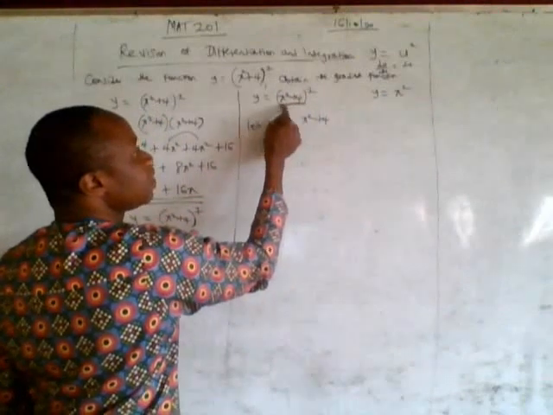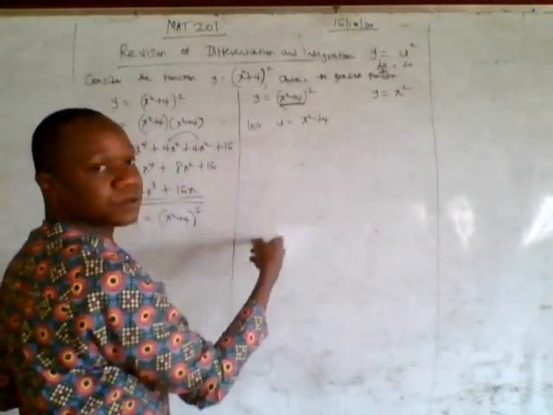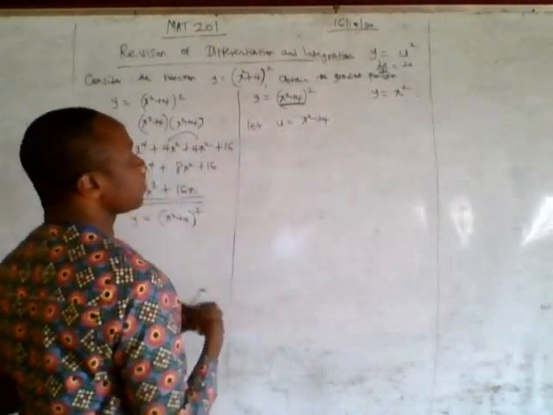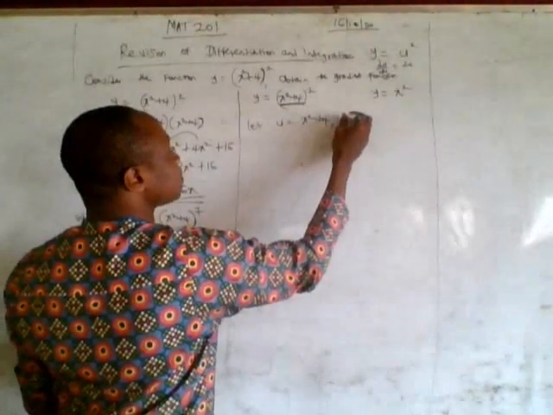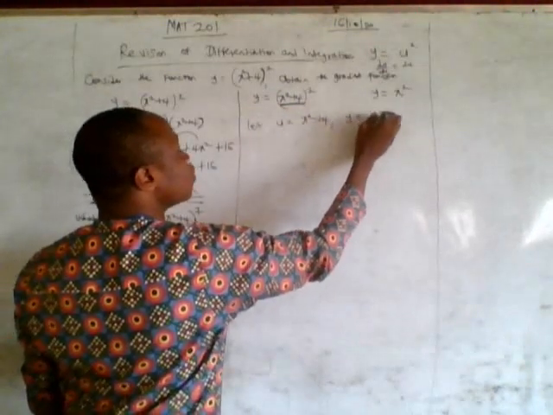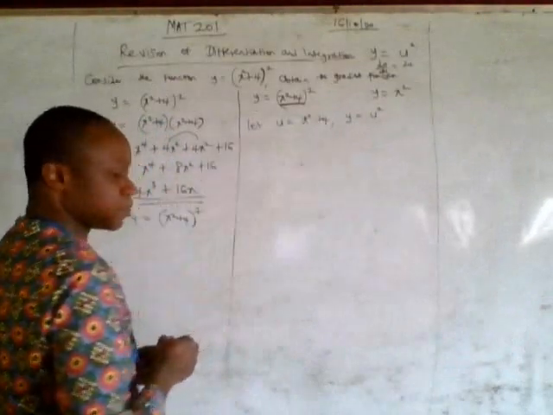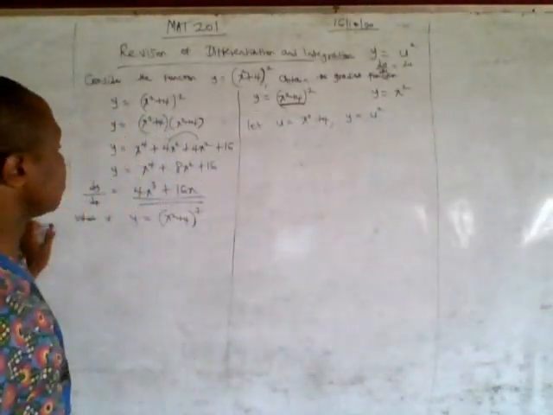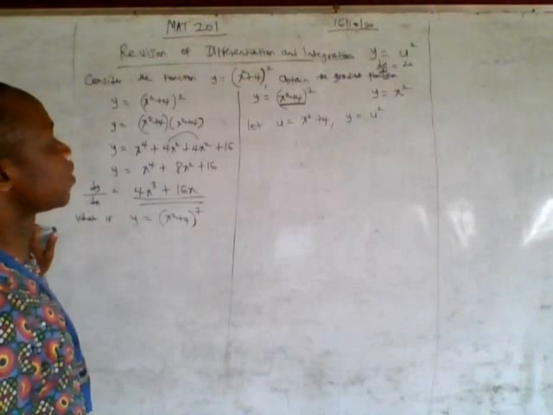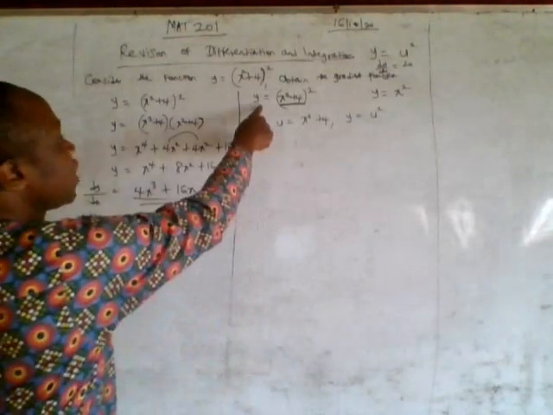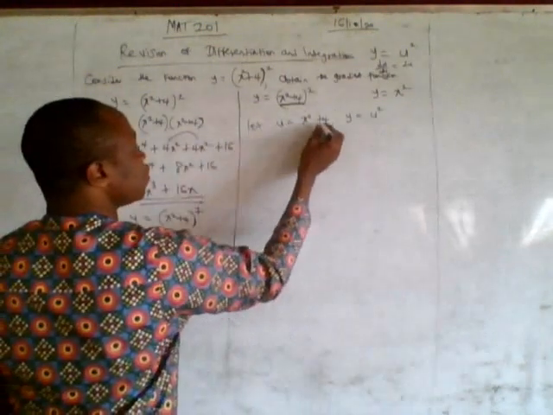We bring in a single letter to represent this. Since we already have this function in x, I will use u. So we say let u be x squared plus 4. This means that I have changed the question to y equal to u raised to power 2. That means you have removed x squared plus 4 and you're using u for it. So let u be x squared plus 4, then the question has changed to y equal to u raised to power 2.